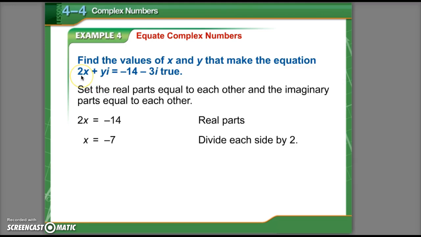You're going to set the real parts equal to each other. Here we have the real part is 2x. Remember, the real part is the part that doesn't have the i in it. So here the real part is 2x, here the real part is negative 14. So you say 2x is negative 14. Just basic Algebra 1. You're going to solve that and get x is negative 7. For the imaginary parts, you have yi equals negative 3i, and hopefully you can see then that y is just going to be negative 3. And that's how we solve the problem.